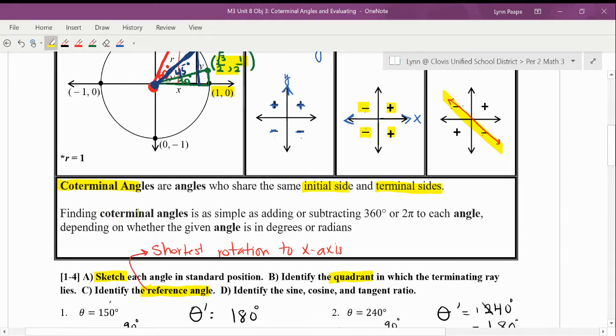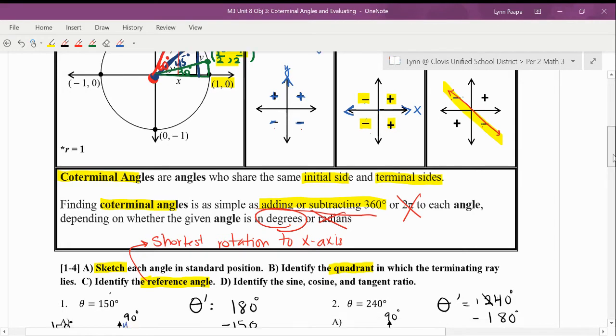So whenever we find our coterminal angles, all we have to do is add or subtract 360. We're not doing radians yet, so we're going to ignore that piece. We're going to be in degrees. So how do we find a coterminal? We either add or we subtract 360 degrees. We're just going to do a couple of these to get the gist of that.